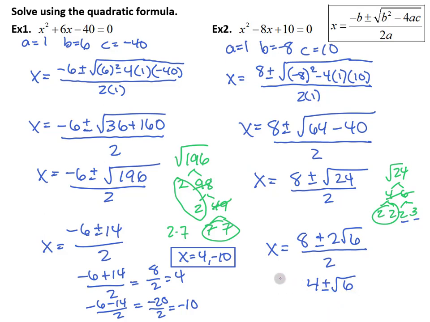So in fact, my 2 solutions, and I would have to either go to a decimal or we can leave them here, is 4 plus the square root of 6 and 4 minus the square root of 6. Those are the 2 decimal values where my graph crosses the x-axis.